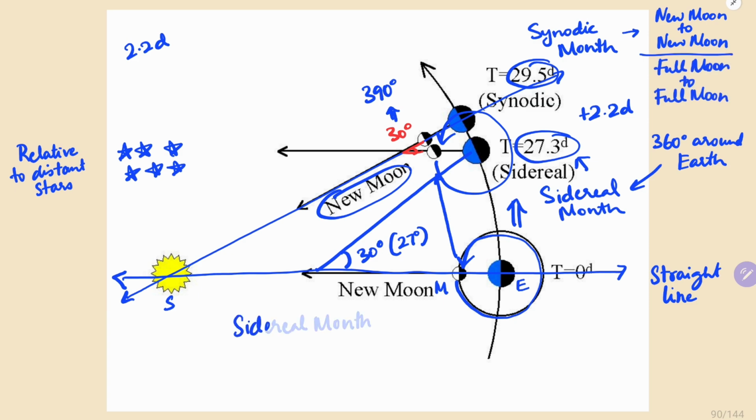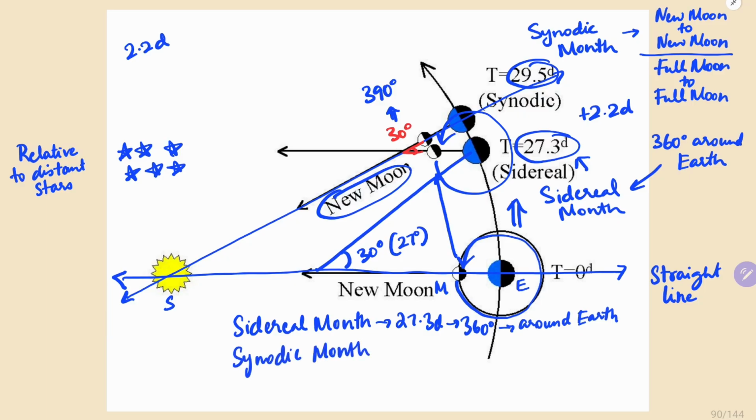So in short, a sidereal month takes 27.3 days and is when the moon moves 360 degrees around the earth relative to distant stars, while a synodic month takes 29.5 days and is when the moon completes one full lunar phase cycle.